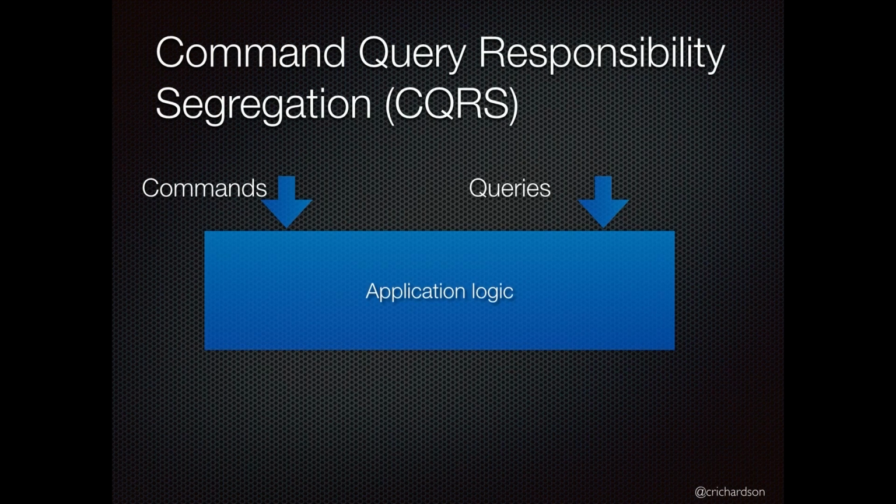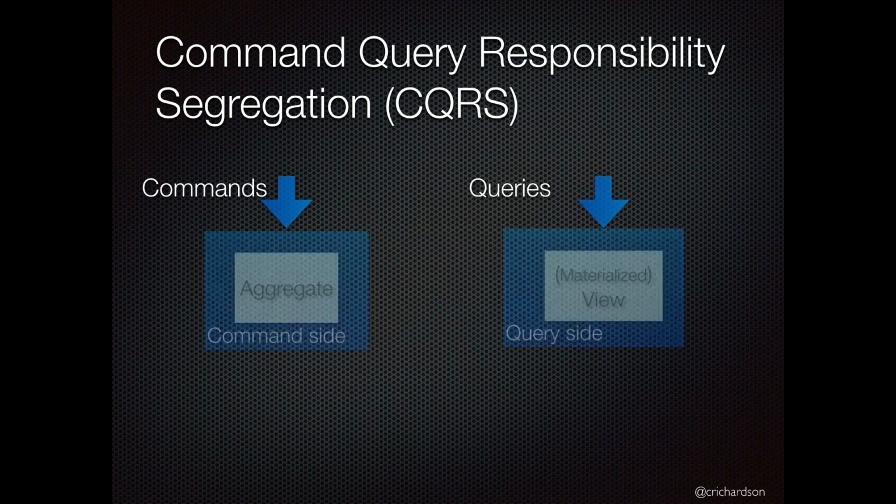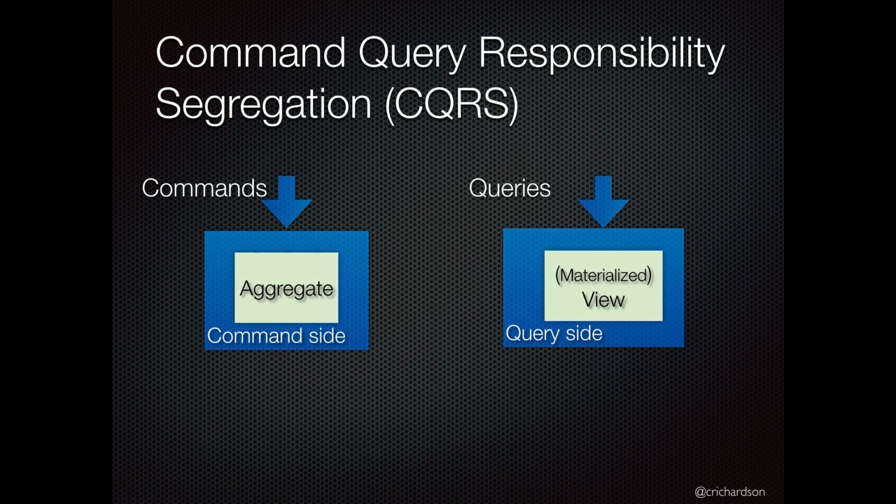And the big idea with CQRS is that rather than have one component handle both commands and queries in your application, as the name suggests, you actually split that component into two. So you have one component that's handling the commands. These would be update requests. So in REST terms, that would be HTTP posts, puts, and deletes. And then you'd have a separate query component that would be handling the HTTP gets.